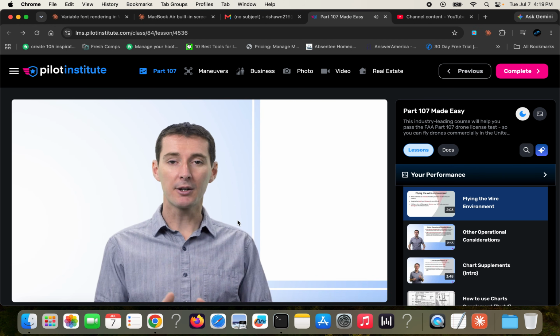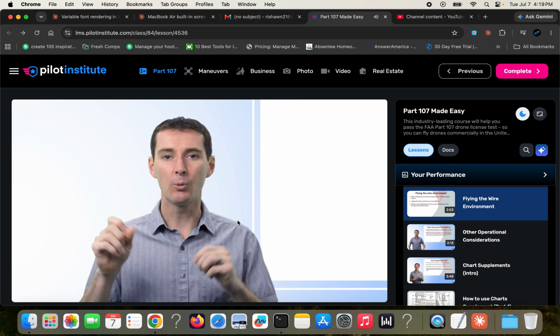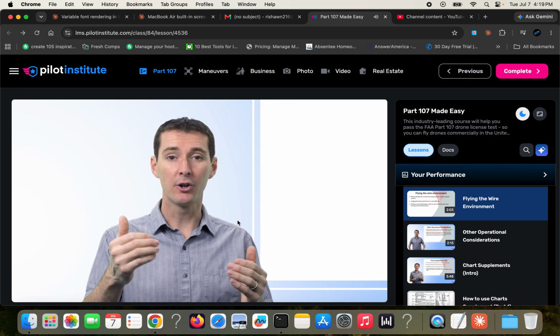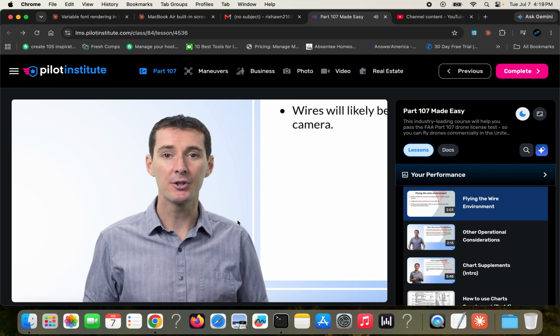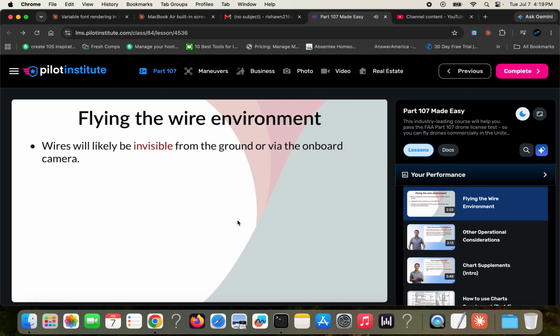Another thing that I want to talk about here, which may look a little bit specific, is called flying the wire environment. Flying the wire means that you're flying at low altitude close to wires. There's a lot of wires out there. You've got guy wires. You have a lot of wires that are more than likely invisible from the ground or even from the camera that you're looking at.